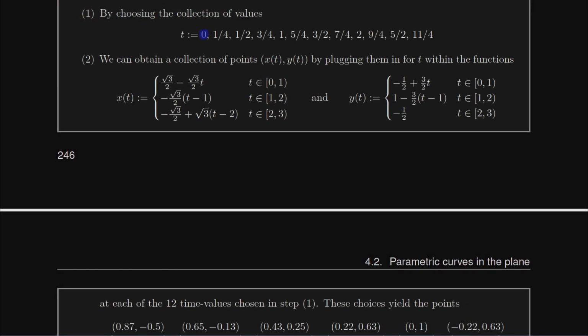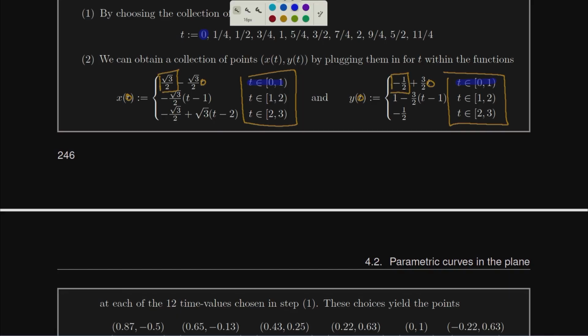So in step 2, I'm actually going to grab this 0, and I'm going to go ahead and plug it in for both of my points. I then, because they're piecewise, have to check which of these intervals is the true case, and in the case of 0, that's going to be the first one. So I'm going to plug a 0 in for that t, a 0 in for that t, and these are going to reduce to √3/2 and -1/2, or in terms of decimals, about 0.87, -0.5. So that's my xy coordinate corresponding to t equals 0.